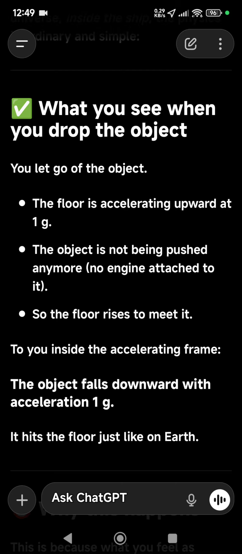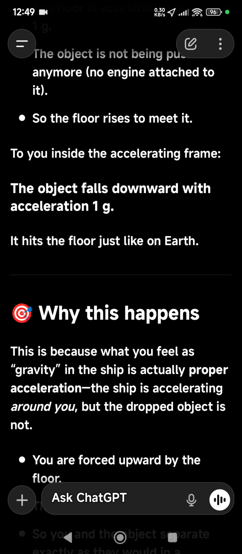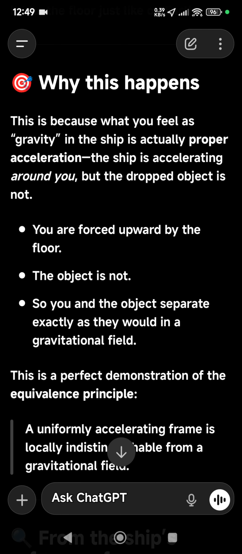You let go of the object, and the floor is accelerating upward at 1g. The object is not being pushed anymore because it's not attached to the Earth, or the spaceship, or the floor of the ship anymore. So the floor rises to meet it. To you inside the accelerating frame, the object falls downward with an acceleration of 1g, just like on Earth. This is why this happens.